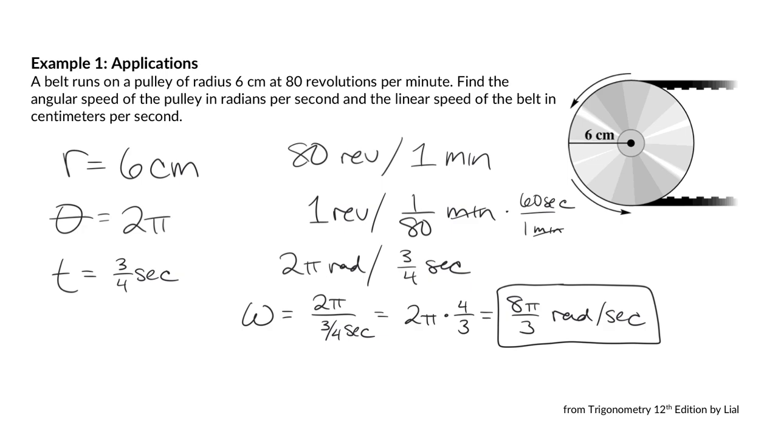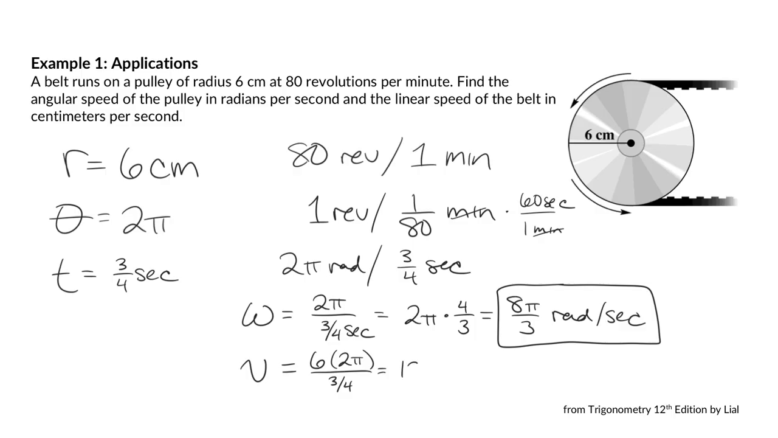And now that I have omega, I can find the linear speed. Look up at the top of your paper. What was the formula for linear speed? Maybe the second formula we wrote down. Radius times theta over time. So I have the radius. I have the theta. I can divide by the time. Radius times theta divided by time.